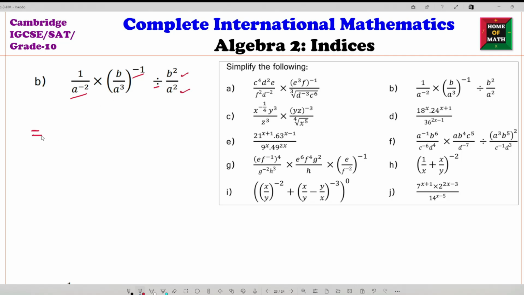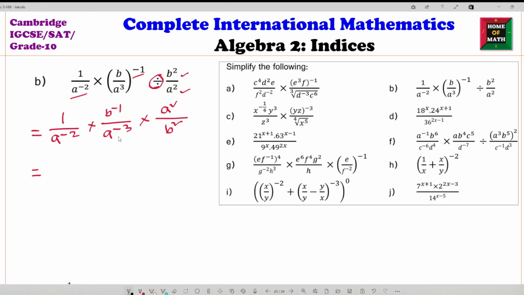So first, 1 over a to the power minus 2, times this one we can write like this: b to the power minus 1 divided by a to the power minus 3. Here is a division sign. Once we use a multiplication or product sign, the fraction will be flipped. So it means a square divided by b square. Now our target is that we will not keep any negative power.